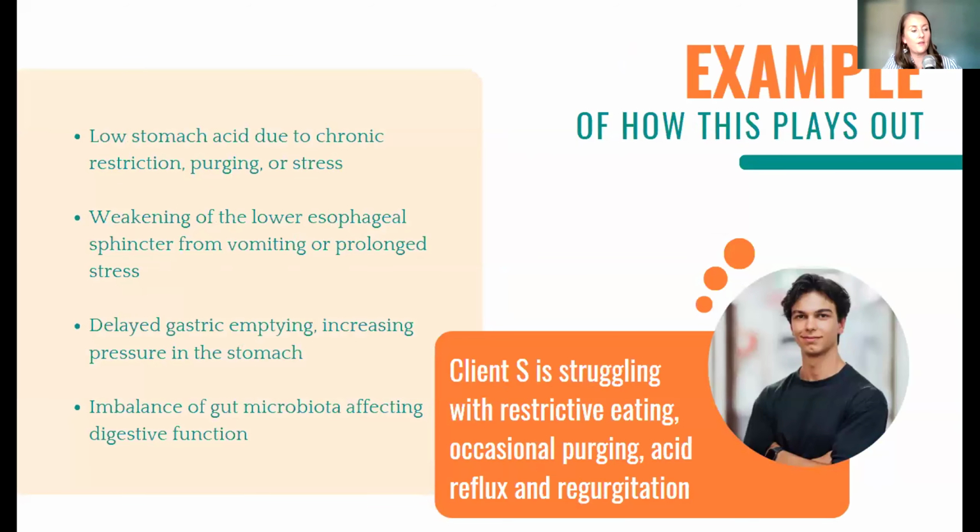Here's another example of how this plays out. So, this is client S, struggling with restrictive eating, occasional purging, acid reflux, and regurgitation. So, this client is experiencing low stomach acid due to chronic restriction, purging, and stress, a weakening of the lower esophageal sphincter from vomiting or prolonged stress. I've seen this quite a bit with some of our clients, delayed gastric emptying, and increasing pressure in the stomach.